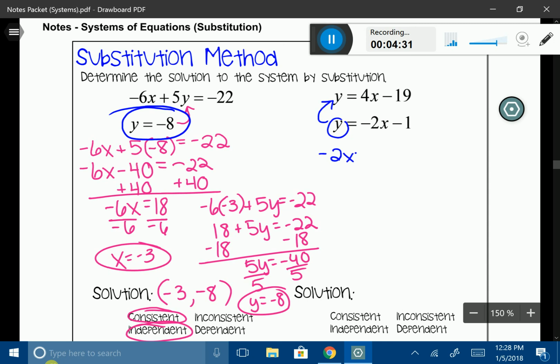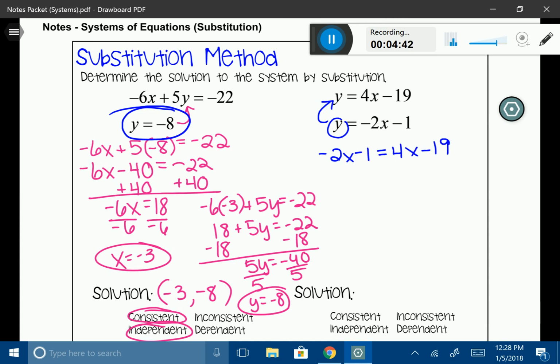-2x minus 1 is equal to 4x minus 19. I essentially took that y and substituted it right into the other one. So in this one, it's really just setting one equation equal to the other because y is going to equal the same thing in both the top and the bottom equation. So now what I want to do is just go ahead and simply simplify it.